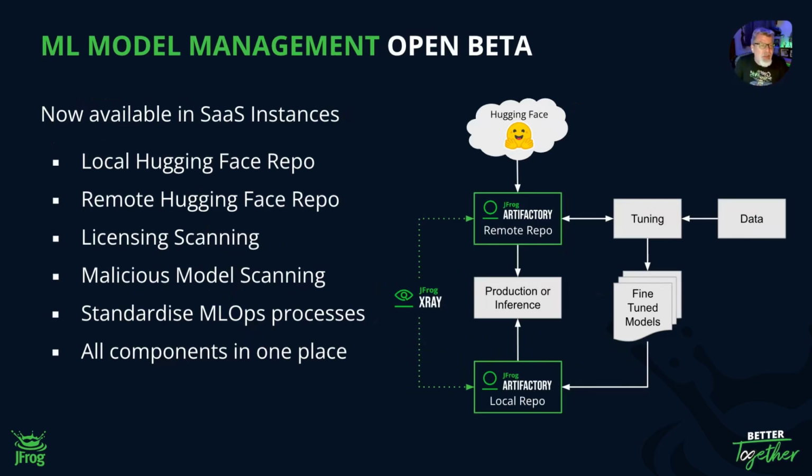Well, that's one of the things that we've done now. We say it was in beta, now it's actually open and it's available. So you can actually have a local Hugging Face repository or a remote one. We do license scanning, malicious model scanning. We also look at standardizing the process, and all of it is in one place, right? So you can use Artifactory's remote repository to proxy the large language model that comes from Hugging Face, store it in Artifactory, do all your tuning, fine tune it, perform the model, go in, look at the data, and then take it and put it into an Artifactory local repository.